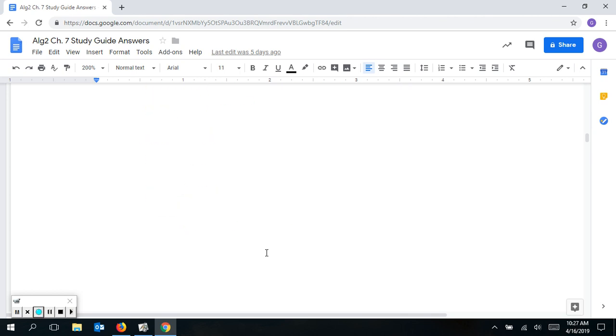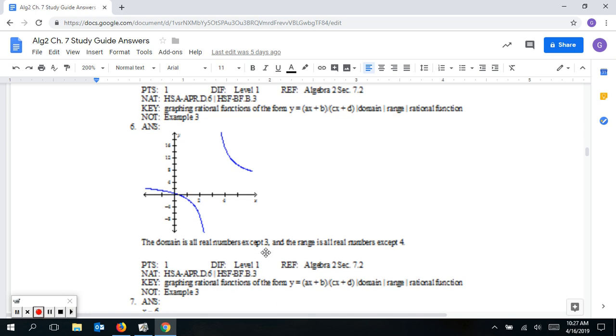Number 6. Here it is. So for 6, it would be in this situation 1 and 3 as well on this one. Domain is all real numbers except 3. Range is all real numbers except 4. So your x equals 3 line this way and y equals 4 line this way. Those would be the asymptotes on this one.